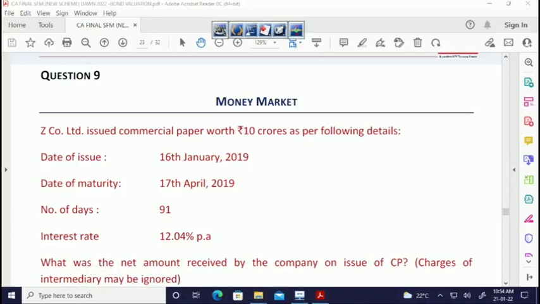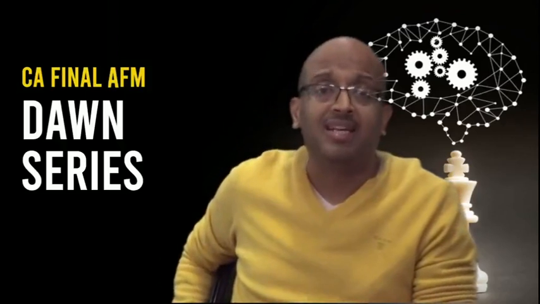So this was one sum on money market. Those people who had done the English classes at that time, commercial paper was not in the syllabus. Money market was not. Later it was included, but it's cakewalk stuff. Okay, so commercial paper is okay.